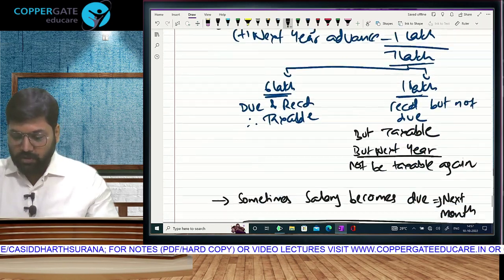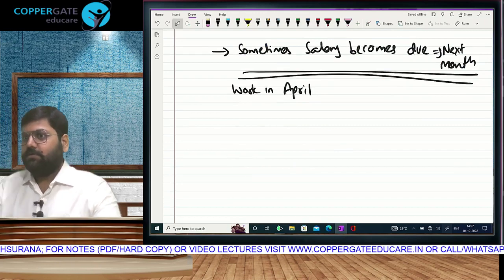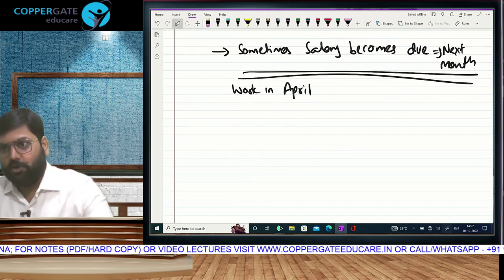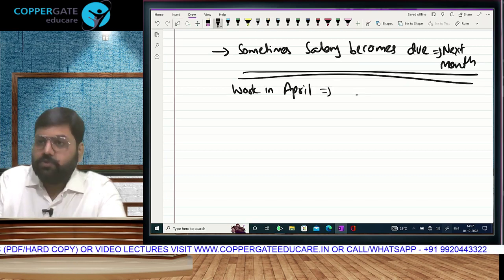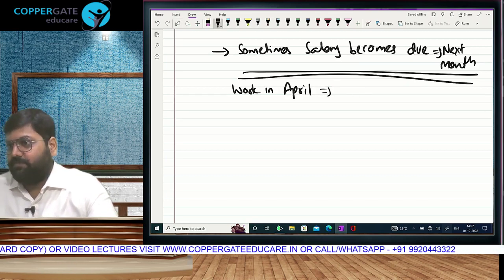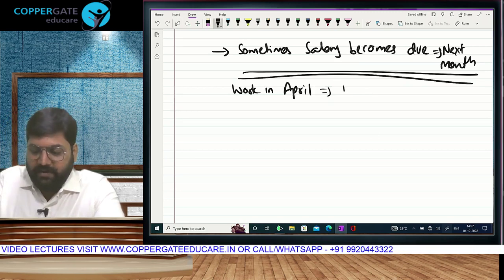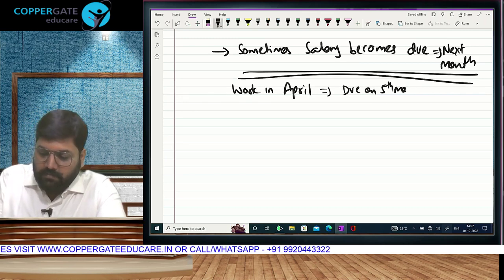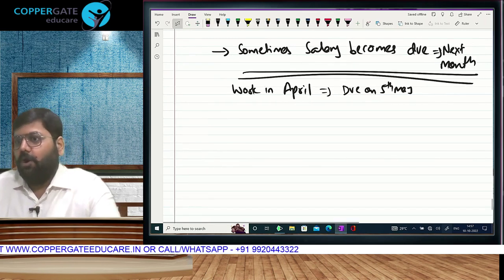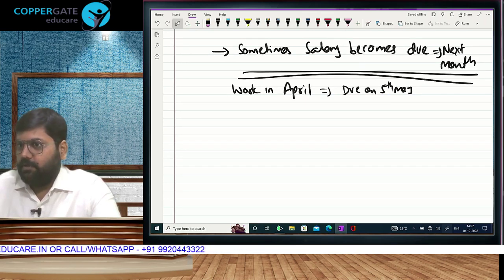Okay? So, I work in April. 1st April ko I go and work. Payment is accruing, but not due. Full month I work. So, as per my contract with the company, that if you work for the full month, you can take payment on 5th of May. As per my contract with the company, you can come and ask.